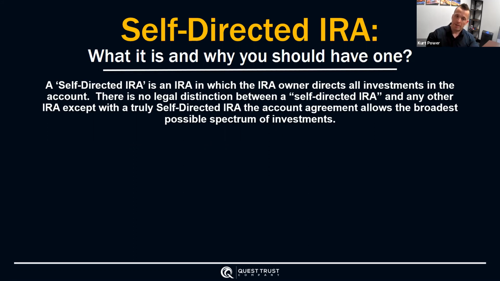You're picking the investments and where you want your funds to go. There's no legal distinction between the IRAs held at Quest and an IRA held at Charles Schwab or Fidelity. It's the same traditional IRA, the same Roth IRA, et cetera. What's the difference? The difference lies in what you can invest in with that account.